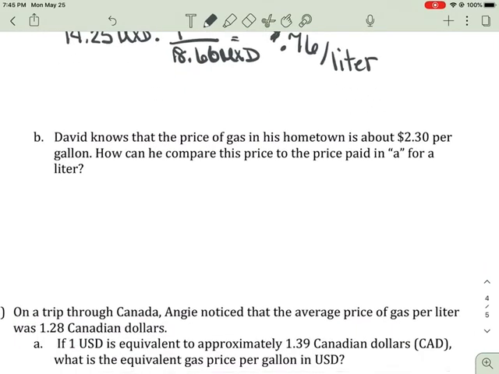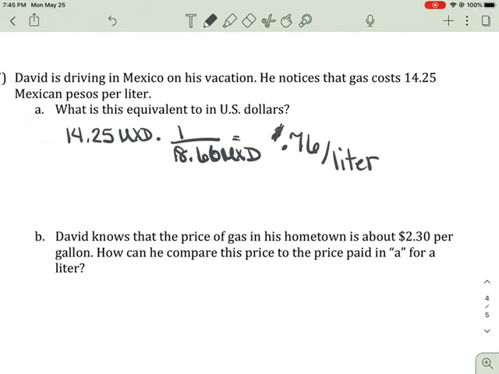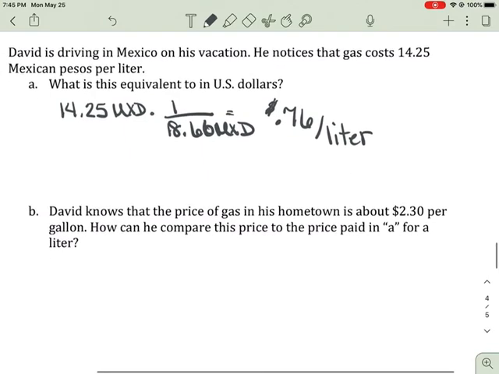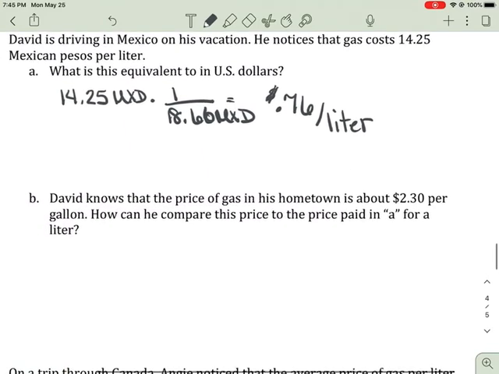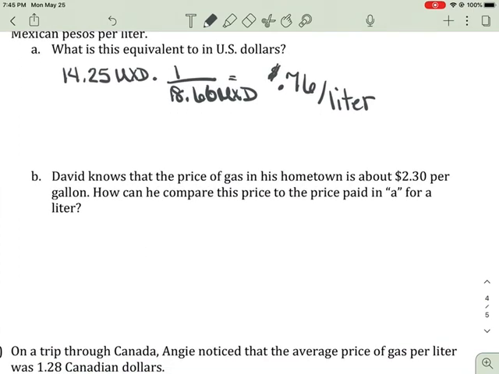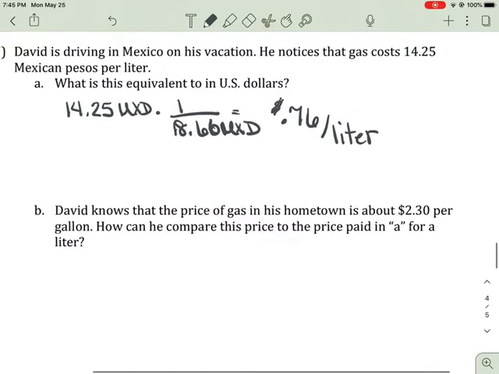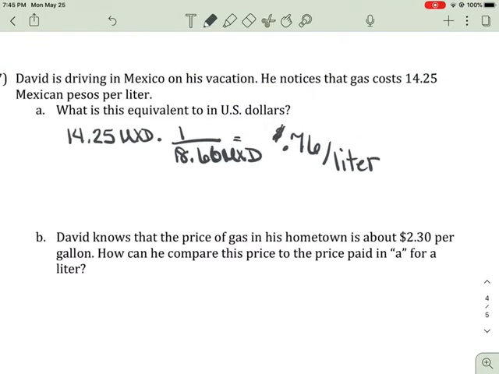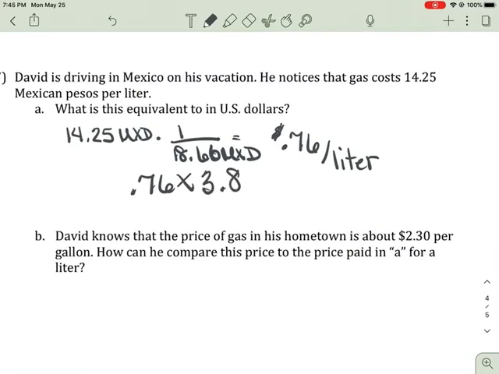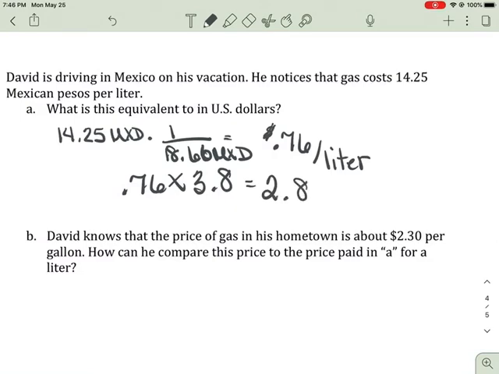Oh, I'm not quite finished with this problem. I'm sorry, that's how much it is per liter. So now what we're going to have to do is take our 0.76 and multiply that by 3.8 liters in a gallon. So we're going to get $2.89 per gallon.